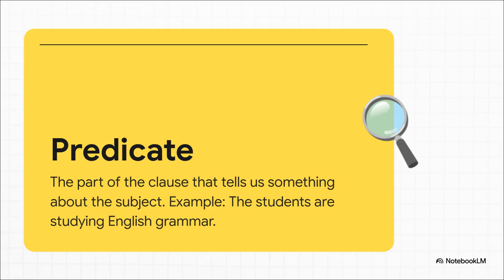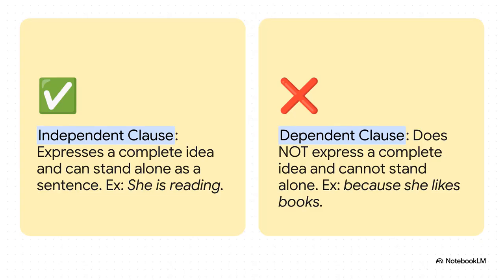Easy enough, right? Okay, now this is probably the most important tool in our kit. There are two types of clauses. You've got your independent clause, which is strong. It's a complete thought. She is reading. Boom. Done. But then you have the dependent clause. It's a little needy. It has a subject, it has a predicate, but it just can't stand on its own. It leaves you hanging: because she likes books. And what happens? It needs that independent clause to lean on to make any sense.